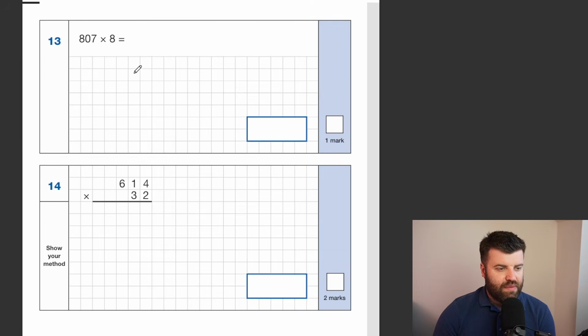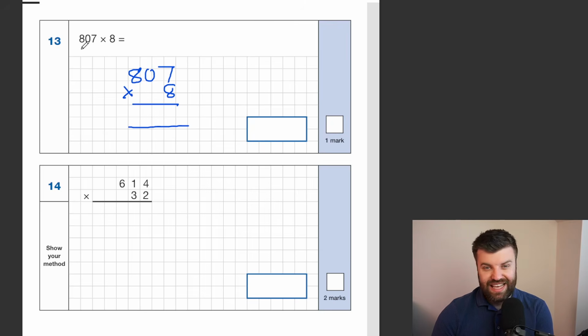807 multiplied by 8. Well, again, look, just whack it into short multiplication. Why not? Let's make sure. And you'll notice they're choosing 8s and 7s because traditionally 8 times 7 is a tricky times table. Lots of children don't know. So it's testing you out. Do you know it? 8 times 7 is 56.